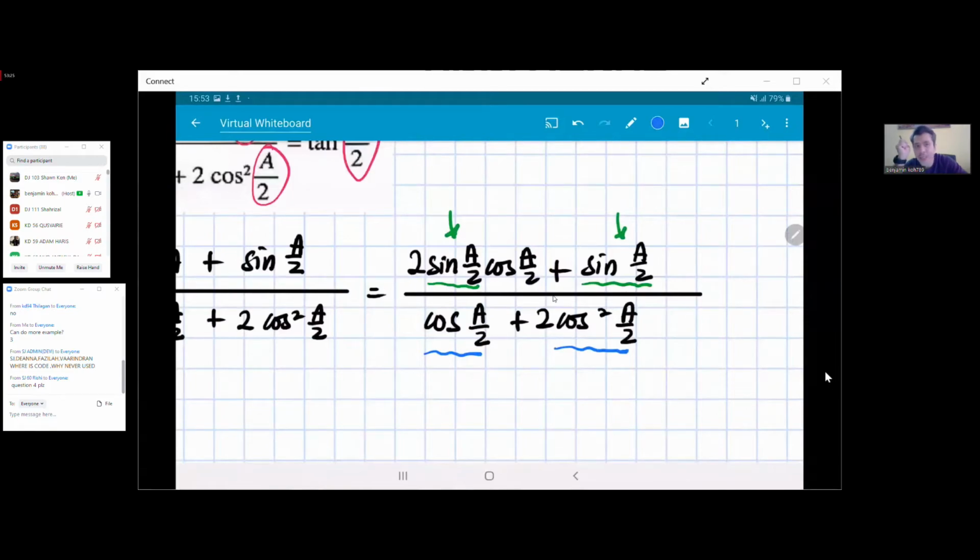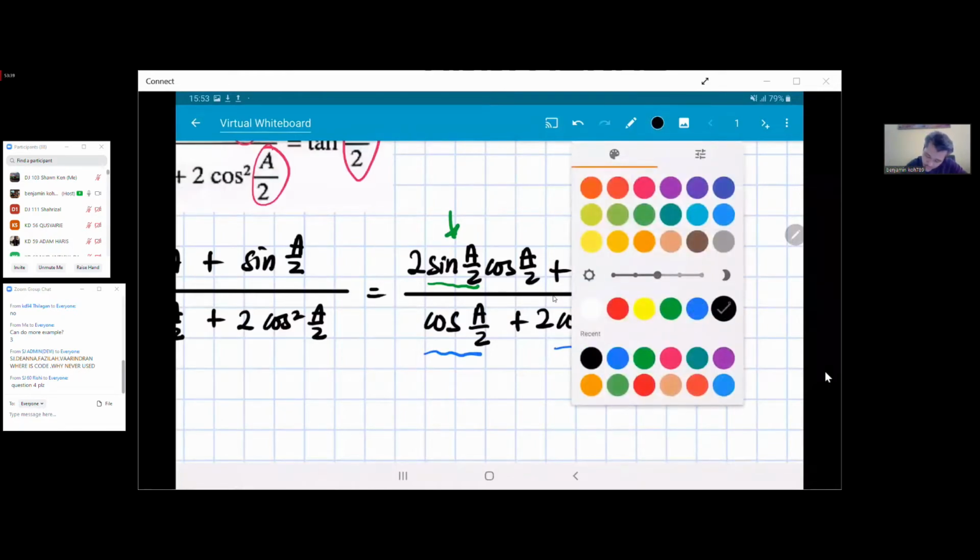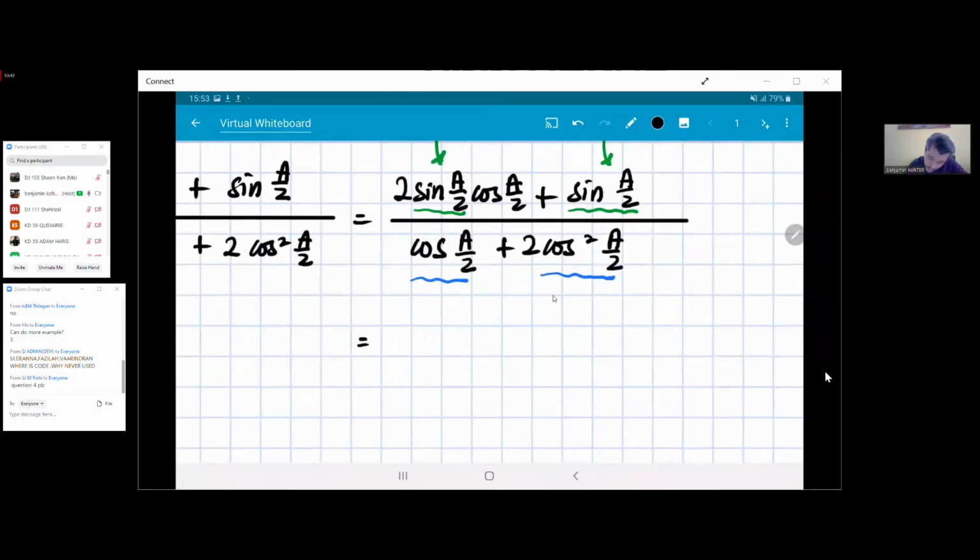So what I'm telling you now is yang atas, the green color one, we can factorize. And the bottom, the green color one pun boleh factorize. Okay, so if I factorize the top, and then I factorize the bottom. Okay, I factorize. So which means now, this one is, I take out sine A over 2. Okay, keluarkan sine A over 2. When I take out sine A over 2, balance will be 2 cos A over 2 plus 1. Boleh faham? Okay, so the first one, you take out sine A over 2, baki dia 2 cos A over 2. Then plus, belakang dia, take out sine A over 2, baki dia lah 1.